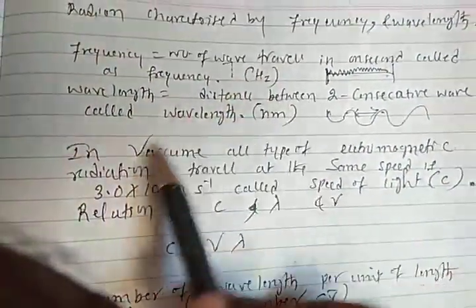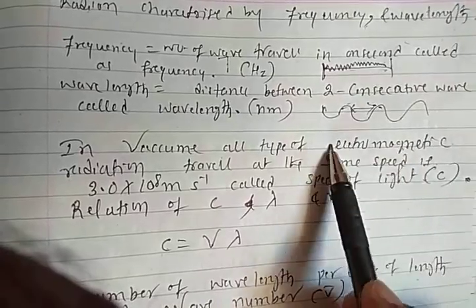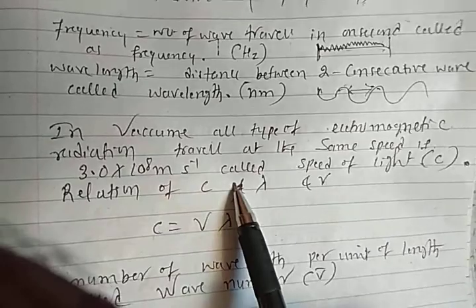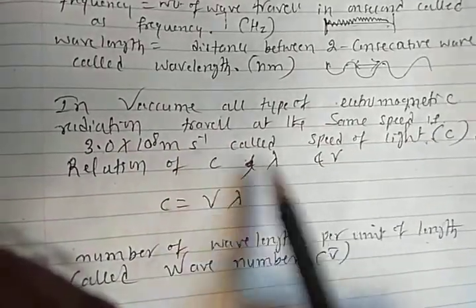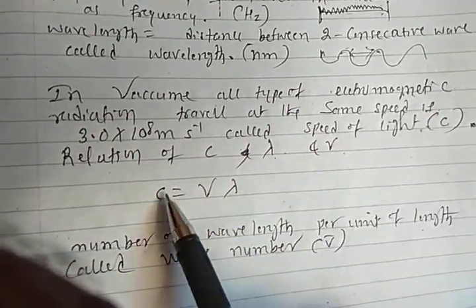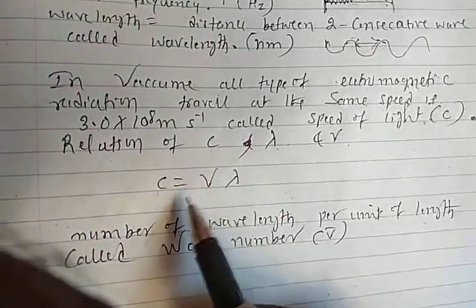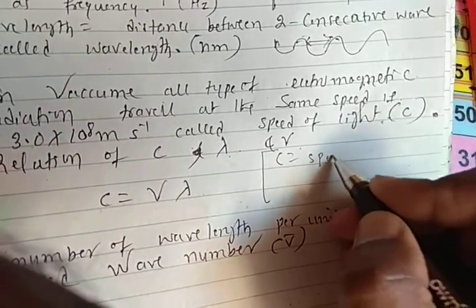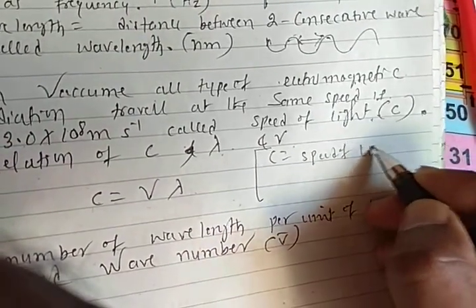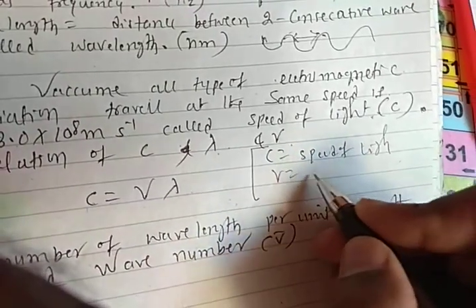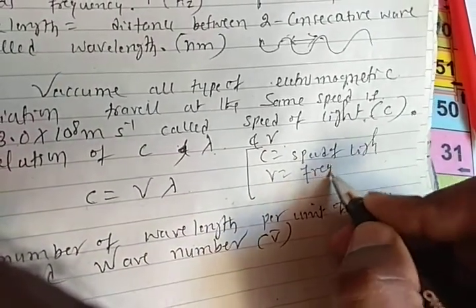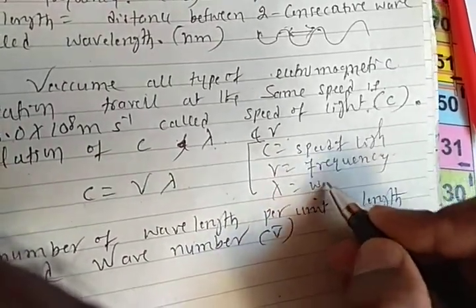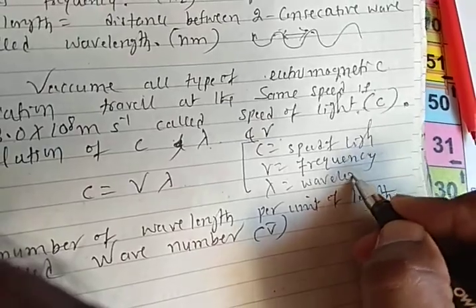Electromagnetic radiation travels in vacuum also. The speed of light is 3.0 × 10^8 m/s. The speed of light is related to the wavelength and frequency: c = ν λ, where c is the speed of light, ν (mu) is the frequency, and λ (lambda) is the wavelength.